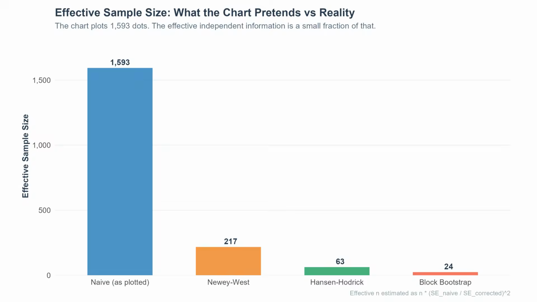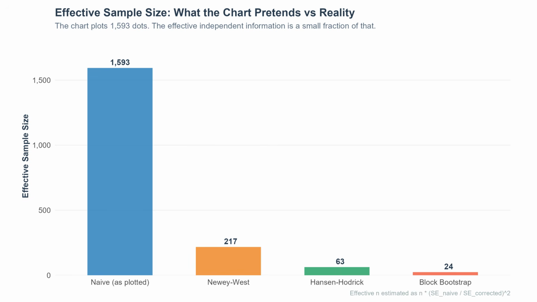And the most damning part is what this math reveals about the effective sample size. Tell me. When you apply the Hansen-Hodrick correction, the math spits out the truth. Your effective sample size isn't 1,593 dots, it is roughly 63. And under block bootstrapping, the effective sample size is roughly 24. Wow. Let that sink in for a second.